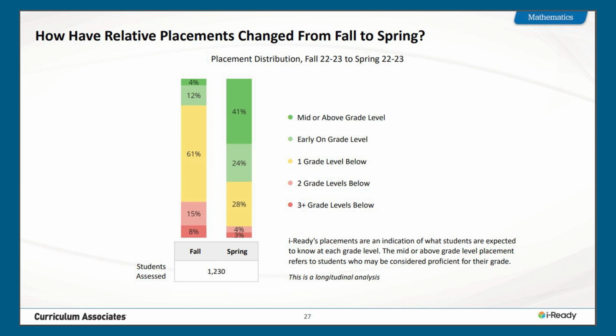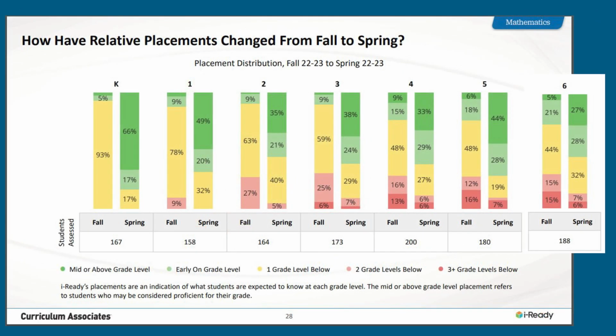Early on grade level, 12% of our population was, and now we're at 24%. One grade level below was 61% of our population. At the end of the year, we're at 28% being one grade level below. We went from 15% to 4% for 2 grade levels below, and 8% to 3% for 3 or more grade levels below. This is by grade level from fall to spring, and again, that kindergarten class is really impressive.